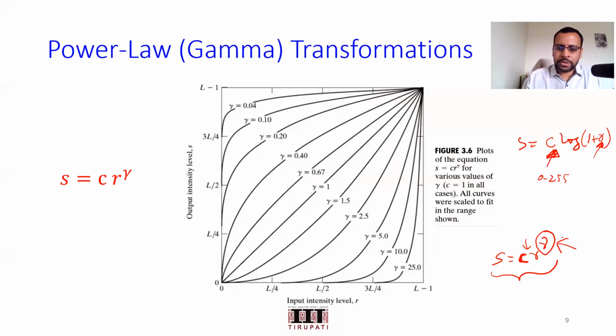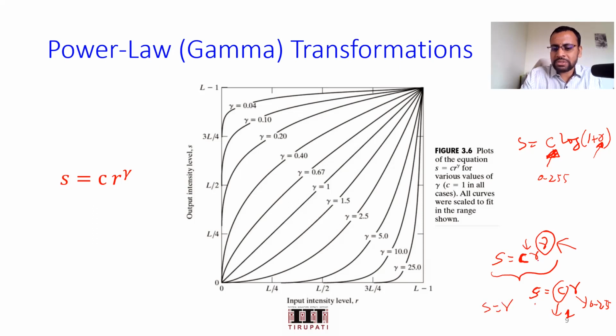Suppose I put gamma equal to 1, what would happen? S equal to C times R. R is varying from 0 to 255. So my C also I would then have to fix to 1.